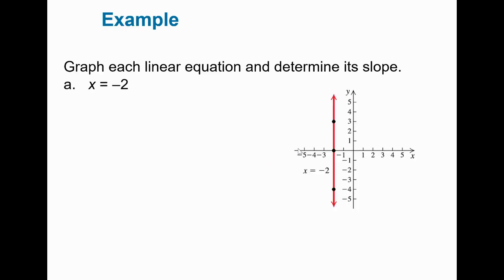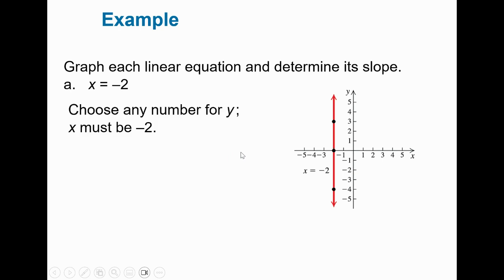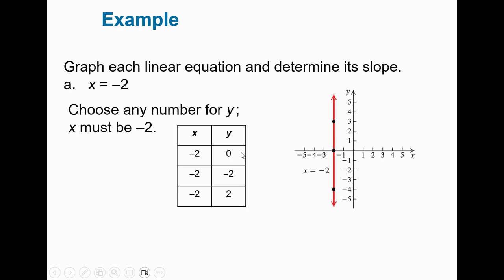Here's an example of the vertical line x equals -2. No matter what your y value is, y value there is 3, y value there is 0, y value is -4, but x is always -2. Vertical line. It says choose any number for y, x must be -2. If you ever forget this, just do a little table. You plot some points and you realize, oh yeah, it's a vertical line.